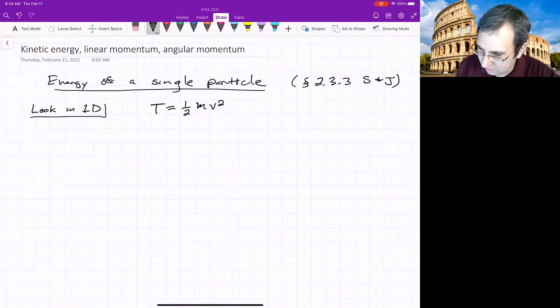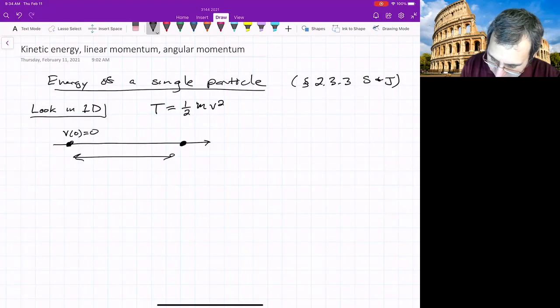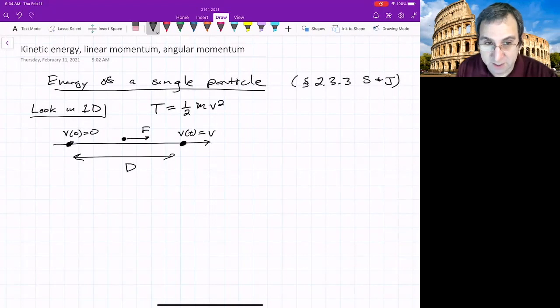I'm going to draw a picture for you. So we're just looking at a one-dimensional world. And let's say we start off over here with an initial velocity at time 0, that's 0, and at some intermediate time, we've got a force. And the force is bringing us up to our final velocity, which we'll just call v. And let's say this happens over a distance d. So there's a calculus way and then a calculus-free way. Let me give you the calculus way.